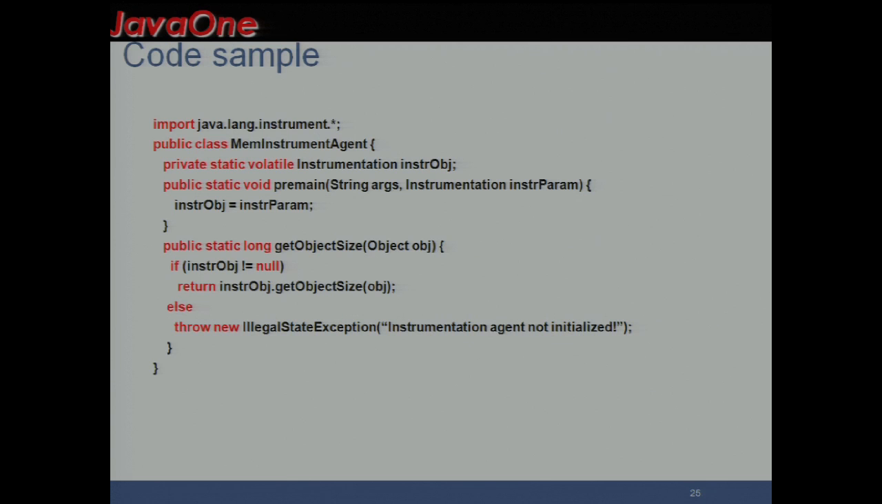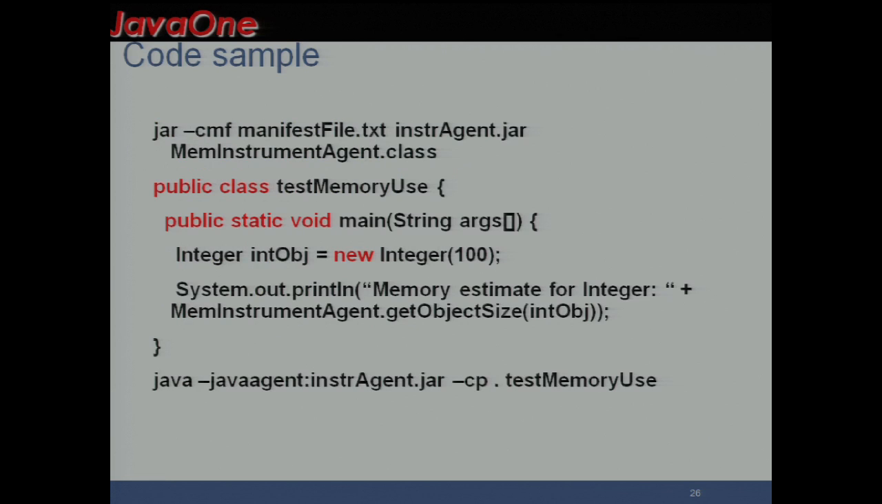So here's an example of using the instrumentation package. We define an agent class that defines the premain method. Then we have our own getObjectSize method that invokes the instrumentation interface object's getObjectSize method. Then we jar it up, and then we can use our agent class to get memory estimates. Here we're doing it for an integer array.